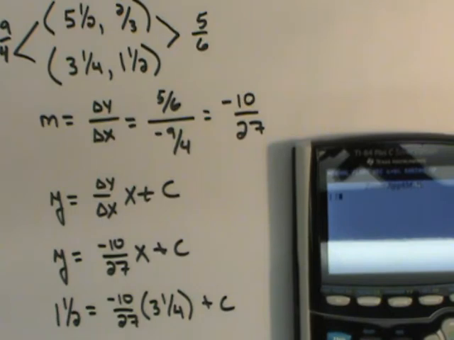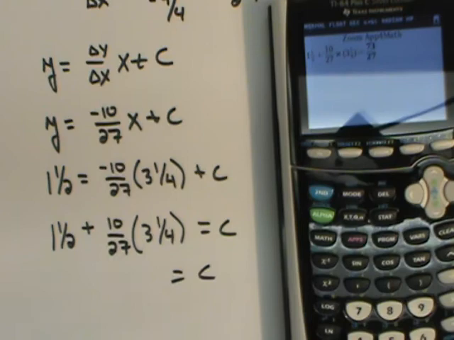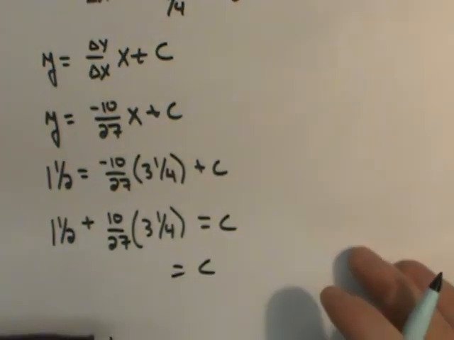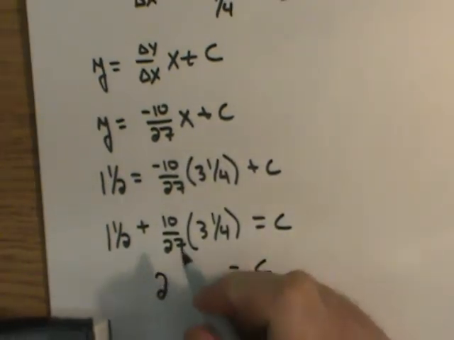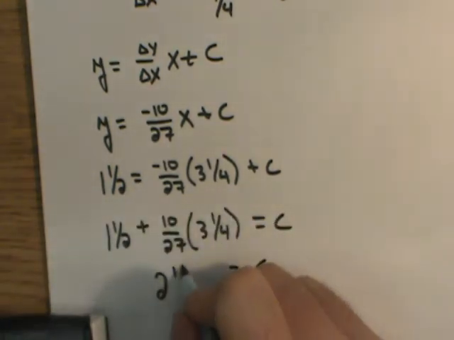I'm going to go 1 and 1/2 plus 10/27 times 3 and 1/4. And that gives me 73/27. Now, with 73/27, I don't want to put that in there because I need to immediately know where the y-intercept is. And so what I'm going to do is convert that into a mixed number. I want to know that it's about 2 and 19/27, so it's somewhere around 2.5, a little over 2.5.